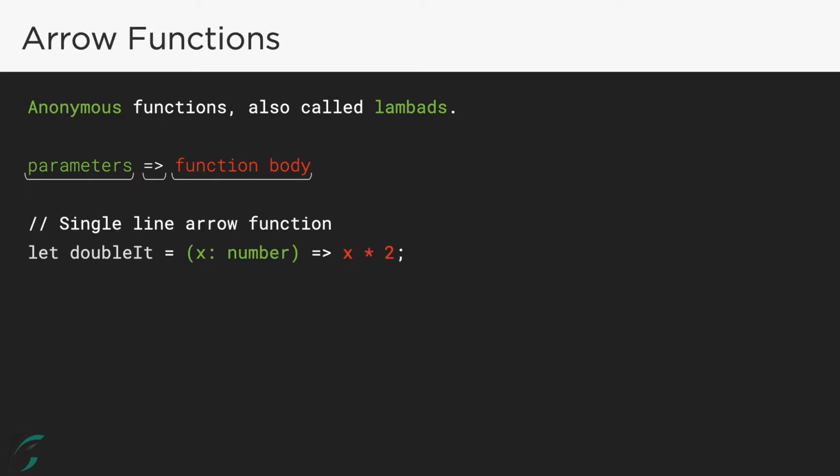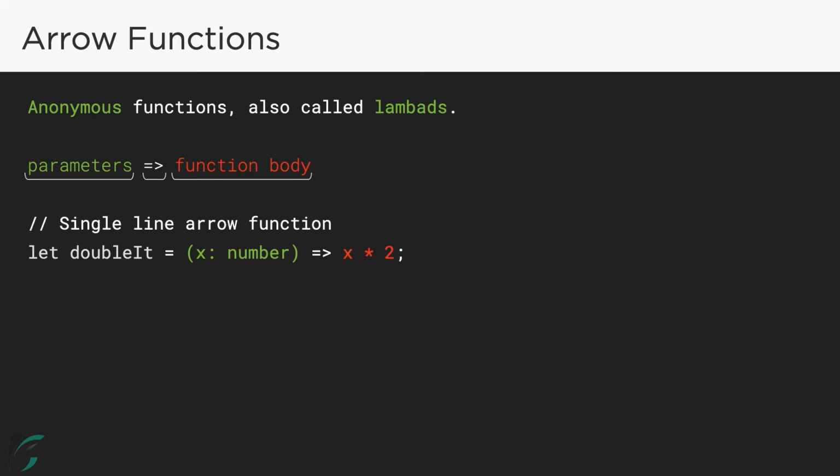This is a single line arrow function. Here I have declared a variable, named it doubleIt. This is the parameter with the type annotation inside the parenthesis. You can add as many parameters as you want. This works like normal function parameters. Then there is this entire function on the right side of the arrow. I have just used the parameter x and multiplied it by 2. This is a very basic example of arrow function with a single line of code.